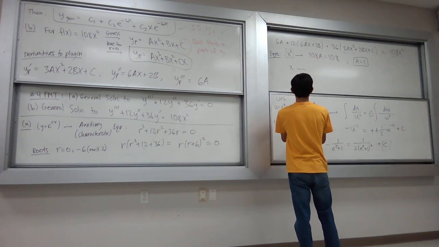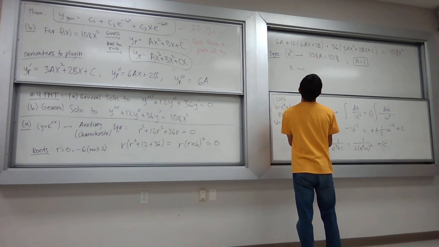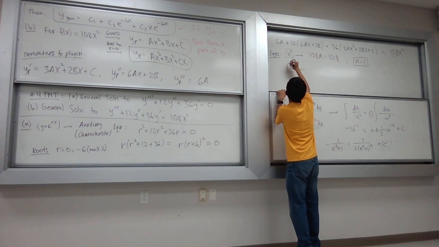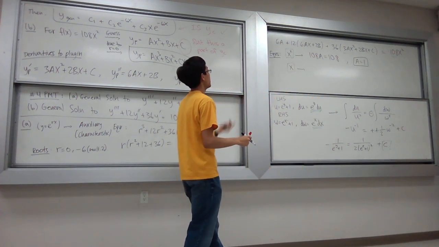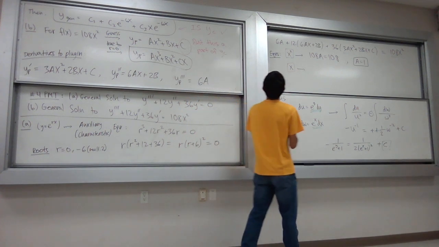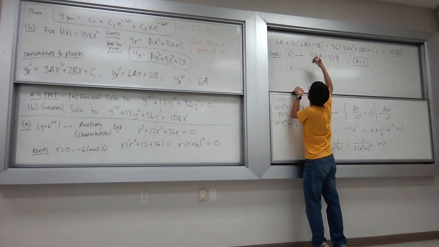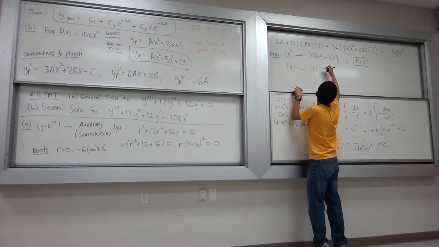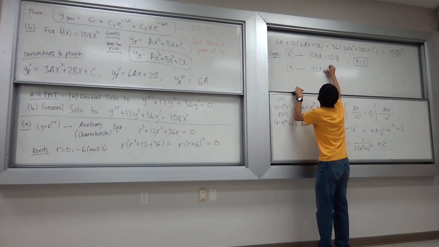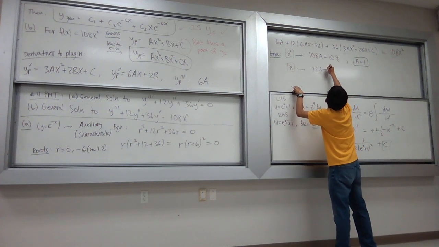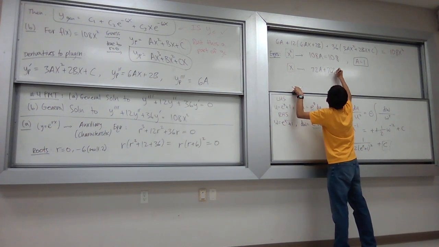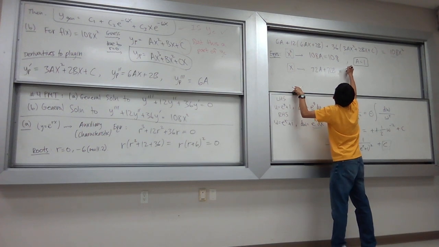Okay, so x, I guess let's do that in red. So what terms have an x in that equation? 12 times 6, which is 72. I'll put in the A. And then what about from that side? 72B. And then what about on the right side? 0. There's none.